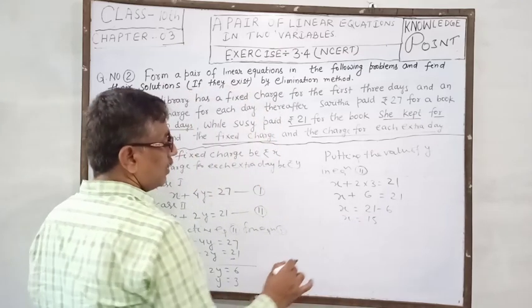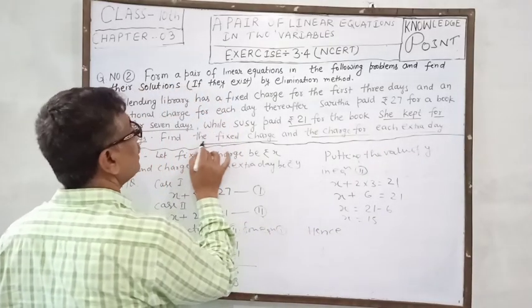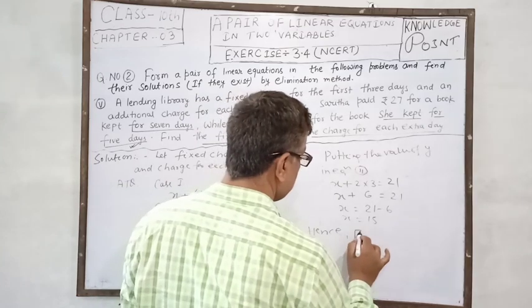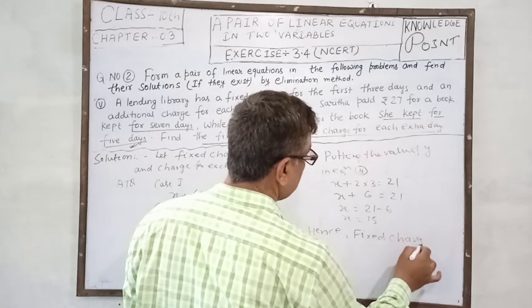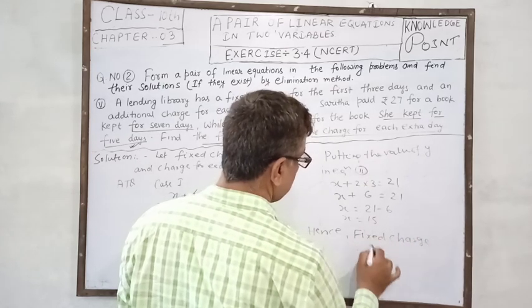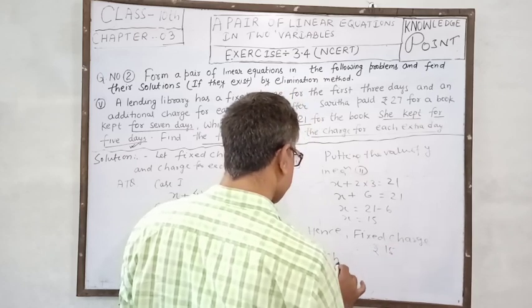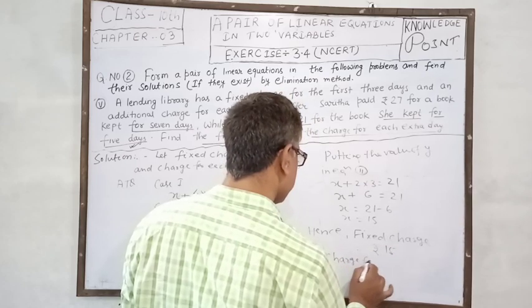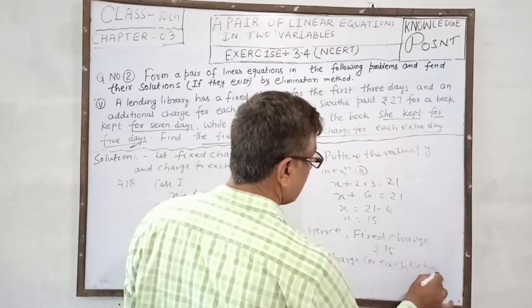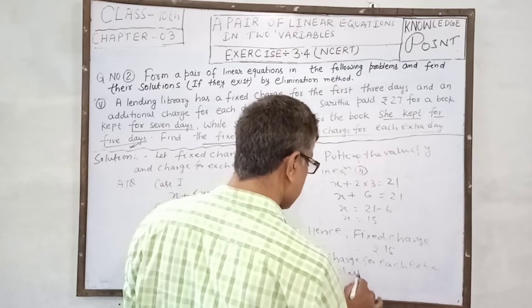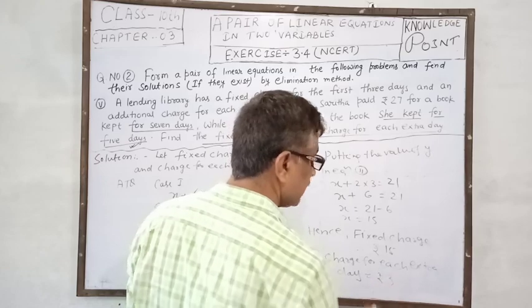Hence, the fixed charge is equal to x, that means rupees 15, and the charge for each extra day is equal to rupees y, that means 3.